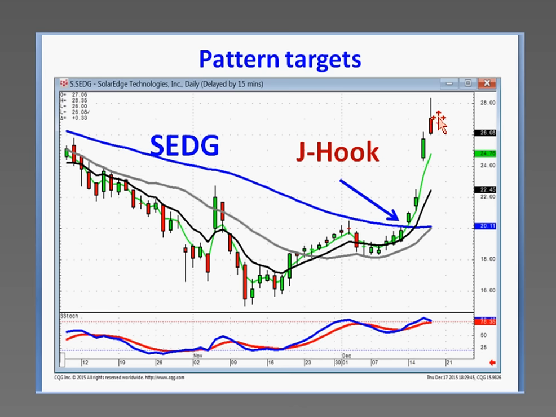So we made some very good money on this one. But the important factor was that it confirmed right here. Now, that's all a function of what the markets are doing, which direction the markets are going.